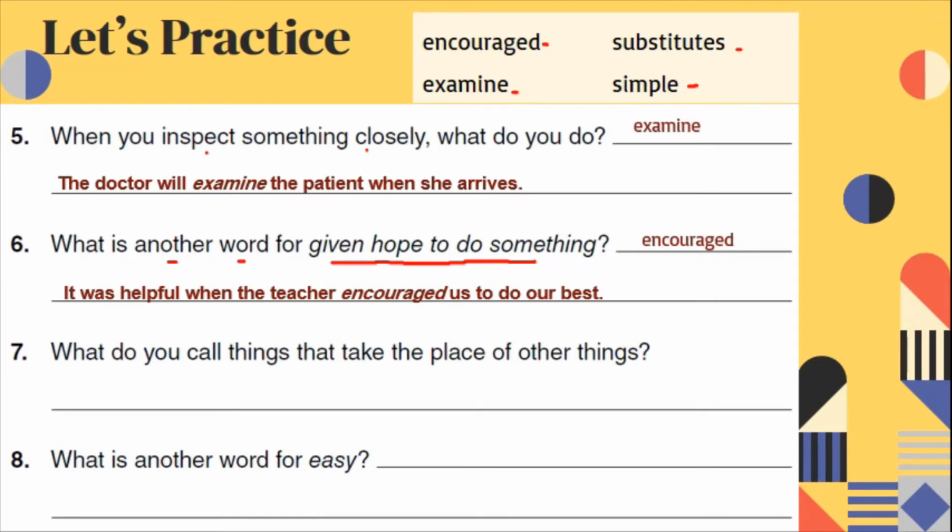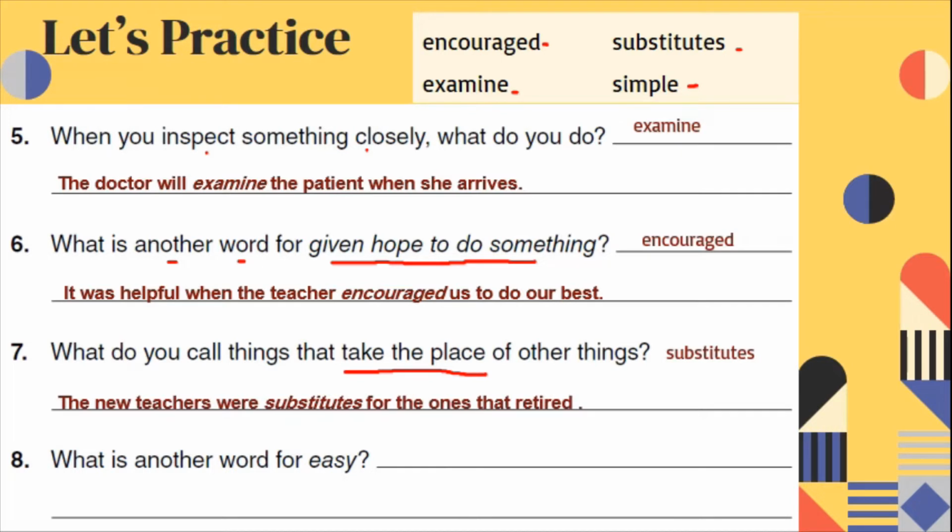Number 7, what do you call things that take the place of other things? When something takes the place of other thing, we say this is a substitute. For example, the new teachers were substitutes for the ones that retired. Retired means quit their job. So the new teachers were substitutes for the ones that retired.